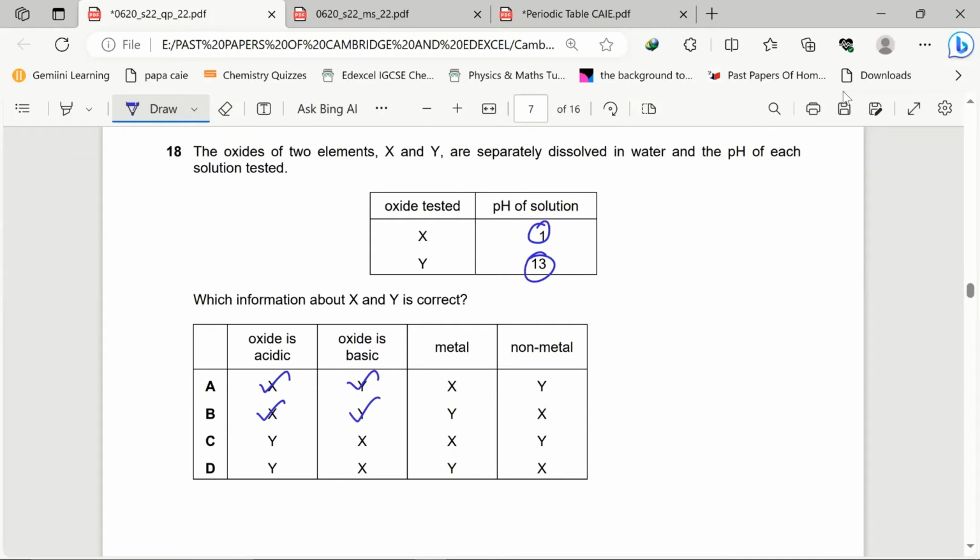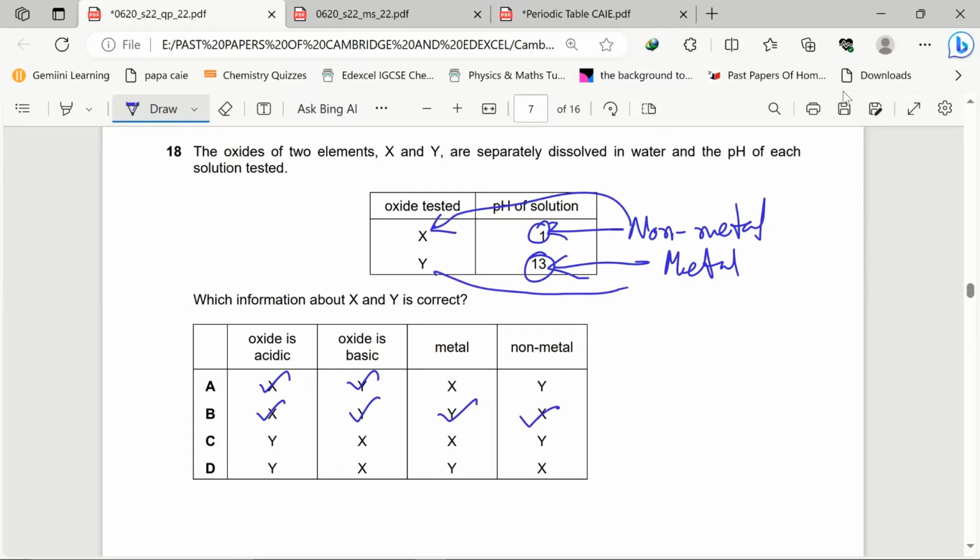We know metal oxides are basic, and acidic oxides are non-metals. Non-metal oxides are acidic. The oxide of Y is basic, so Y is a metal, and X is a non-metal, right? So B should be the only correct answer.